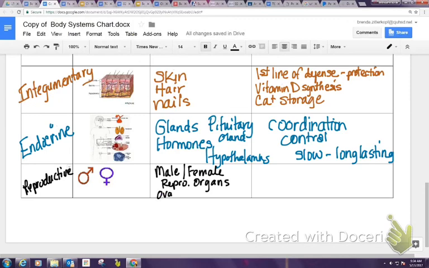So ovaries, testes, uterus, vagina, penis, and all the other accessory structures.